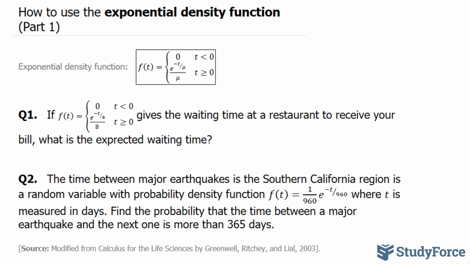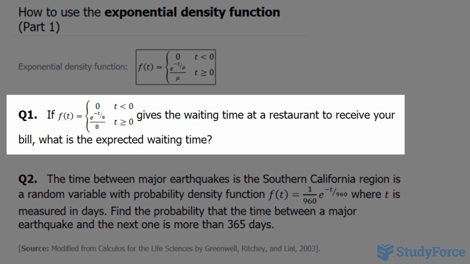In this lesson, I'll show you two examples on how to use the exponential density function. Question 1 reads, if f at t, which is defined by this piecewise function, gives the waiting time at a restaurant to receive your bill, what is the expected waiting time?